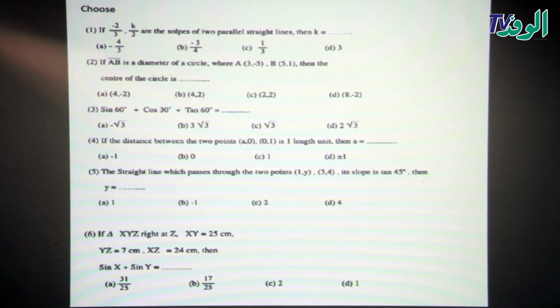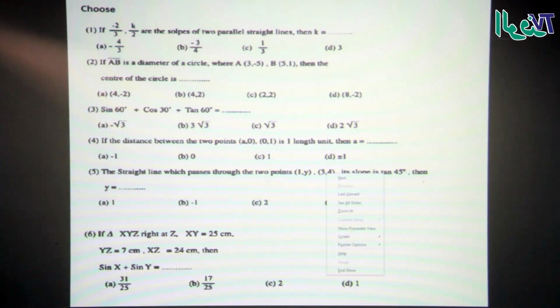Number 4. The distance between the 2 points A(a, 0) and (0, 1) is 1 length unit. We will use the distance rule, which is the square root of (x1 minus x2) to the power of 2 plus (y1 minus y2) to the power of 2. Let's see together.